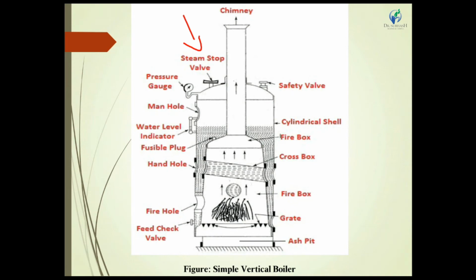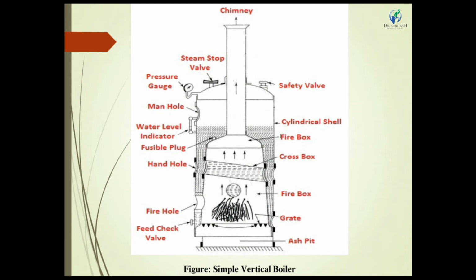The main function of the steam stop valve is to let the boiler produce steam at a sustained level. The steam stop valve operates and gives the steam output from the boiler as required by our pressure limitation. Now we have to see how it works.